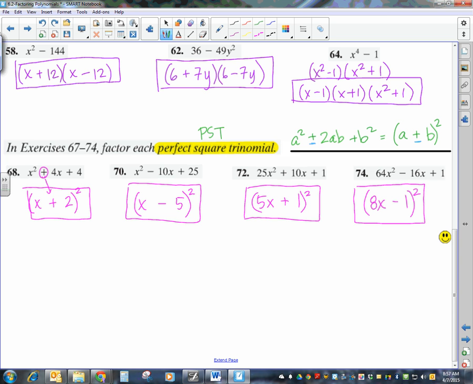And there we have all the types of factoring. Hope you will refer back to it as you need to. Remember, you can always check your factoring by multiplying it back out. Practice, practice, practice. This is very important. Come see me if you have any questions.